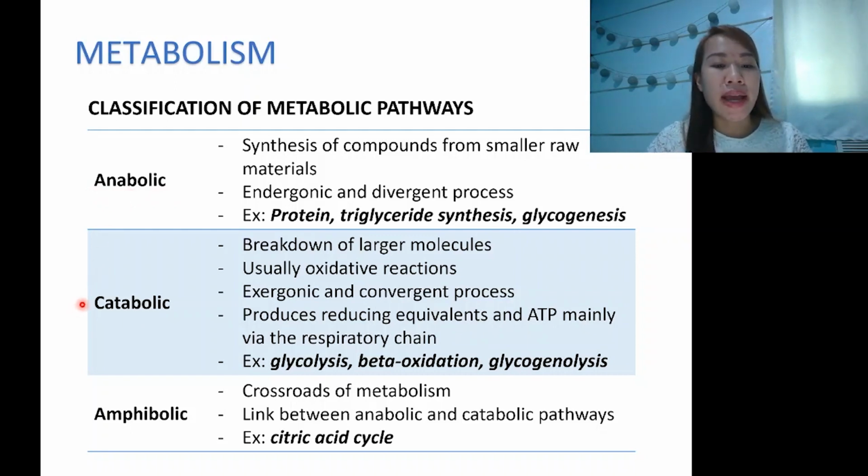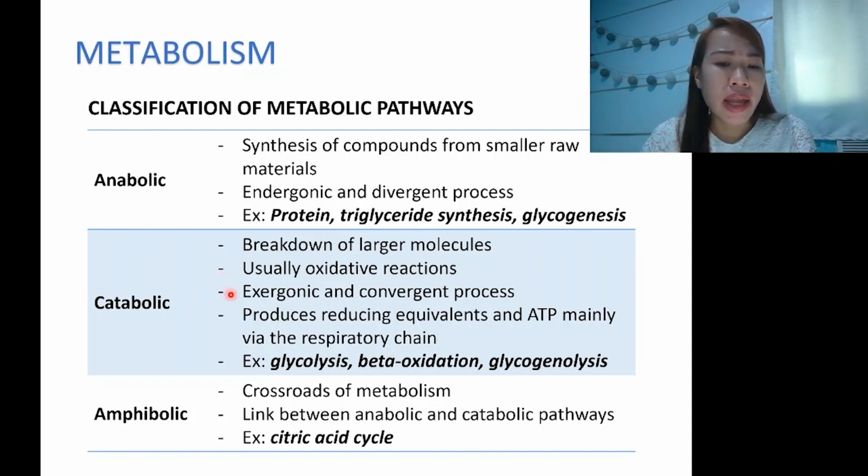Catabolic, on the other hand, try to understand catabolic. Let's exchange it with letter U, cut. When you cut something, you break down this object into two smaller molecules. So catabolic, that's how you remember it. It will break down larger molecules into smaller ones. So this is usually an oxidative reaction.